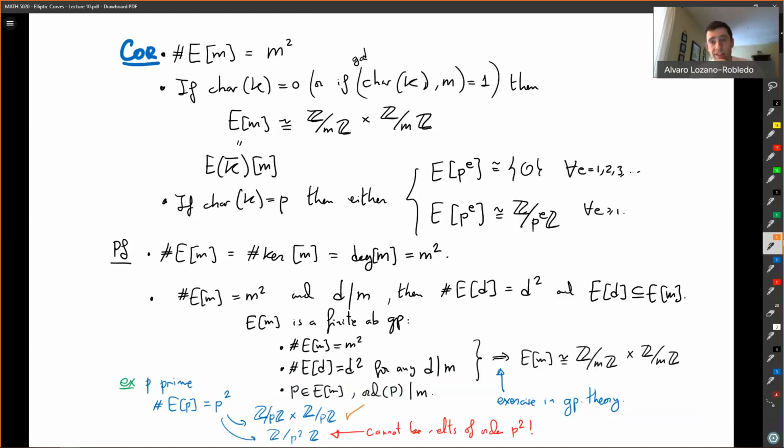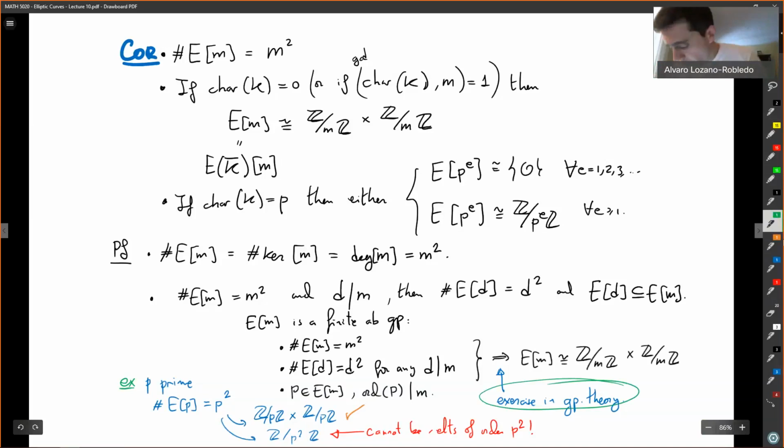And you can do the same thing. Now you can build an induction, because now E[p], the points of order p, are inside the points of order p squared. So you can check that the points of order p squared also have to be Z mod p squared cross Z mod p squared, because they contain this, and so on. So I'm actually going to leave that as an exercise in group theory, just verify that equality as abelian groups.